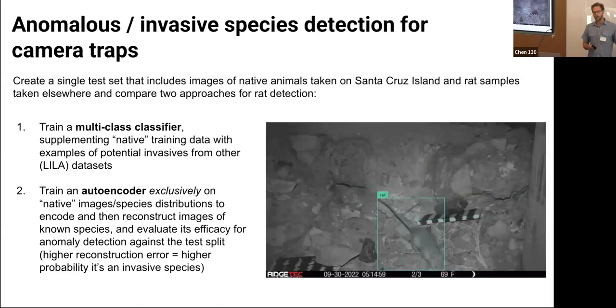As it gets better and better at doing this, it's learning how to reconstruct the types of images and potentially the types of species that you have trained it on. And then when you throw some rat images on it from the test set, the idea is it won't really know how to reconstruct those rat images as well as the native ones. You can measure that error, the reconstruction error, I guess it's called, and use that as a proxy for, oh, maybe this is an anomalous species, something that's not supposed to be there. Take a look at it.